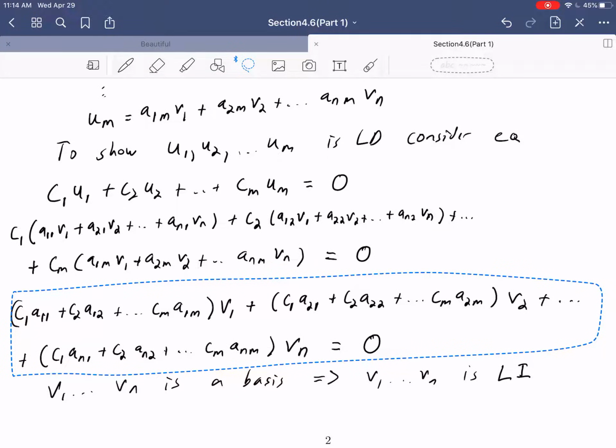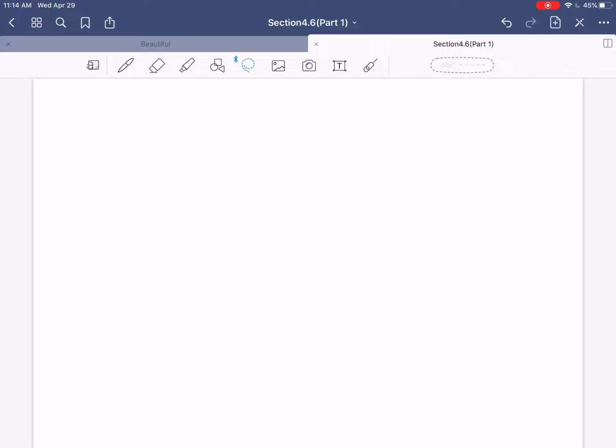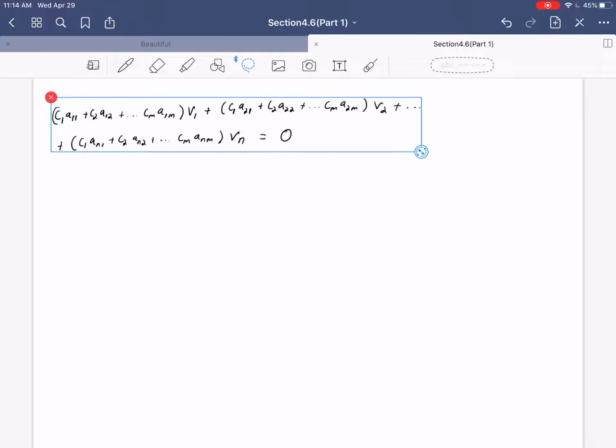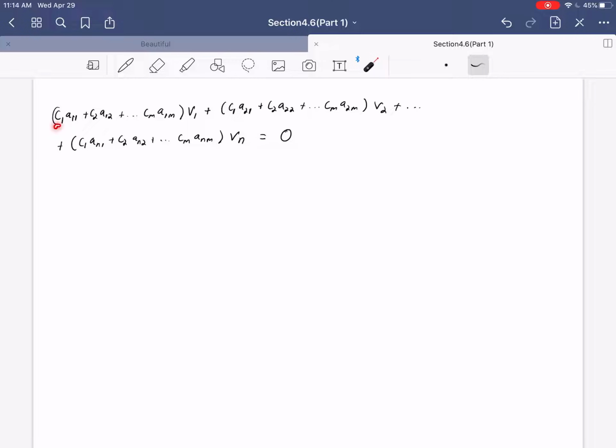Okay, let's move that onto the next page here. So like we just said, since V1 through Vn is linearly independent, each of these things here must be equal to 0. So we get that C1A11 plus C2A12 plus ... CMA1M equals 0.